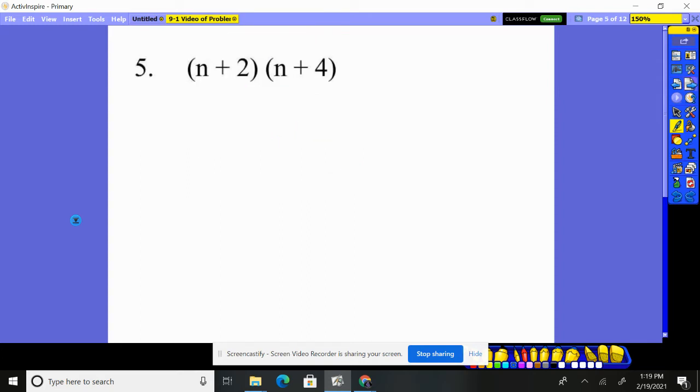Number 5, same exact thing. We're just distributing each piece through. The n's going to shake hands with both of those pieces. That'll be n times n is n squared. N times the 4 is 4n.